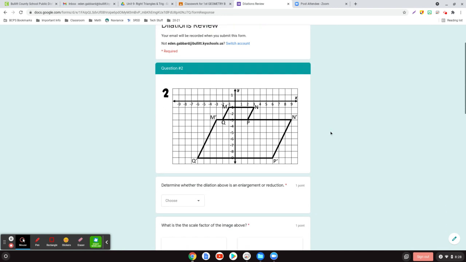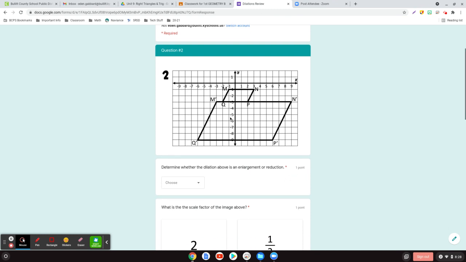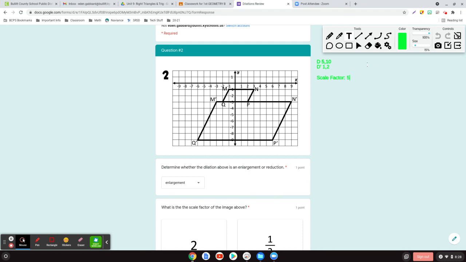Here we have 2 parallelograms. We need to figure out which one is our original image and which one is our ending image. Well, our smaller image is our original image because it doesn't have that prime mark, but our big one does. And so we know that if we go from a small figure to a large figure, that is an enlargement. Because think, to go from small to large, there's the word large right there in enlargement. So now we just need to look and see what our original points are. Well, we'll use M.